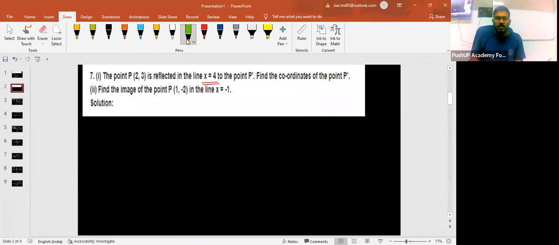Let's solve. The point P 2 comma 3 is getting reflected in the line x is equal to 4 to the point P dash. Okay, let's draw the x and y axis.